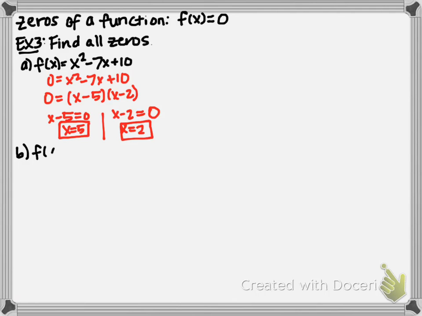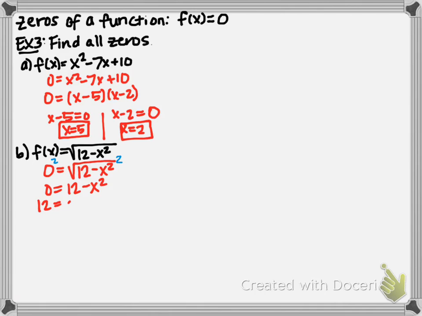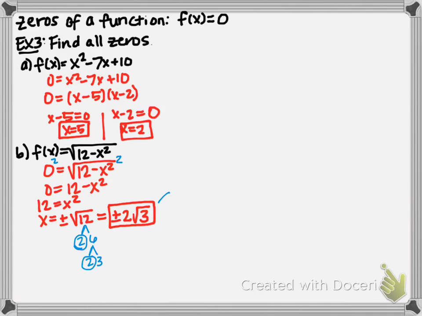Let's do another one. Let's let f of x equal the square root of 12 minus x squared. When I set that equal to 0, I square both sides, I move the 12 over, and I take the square root of 12. I have a factor tree that I need to simplify my radicals, and I get plus or minus the square root of 2, square root of 3. You want to make sure you're giving exact answers here. We don't want decimals. We want to make sure that we give an exact answer.